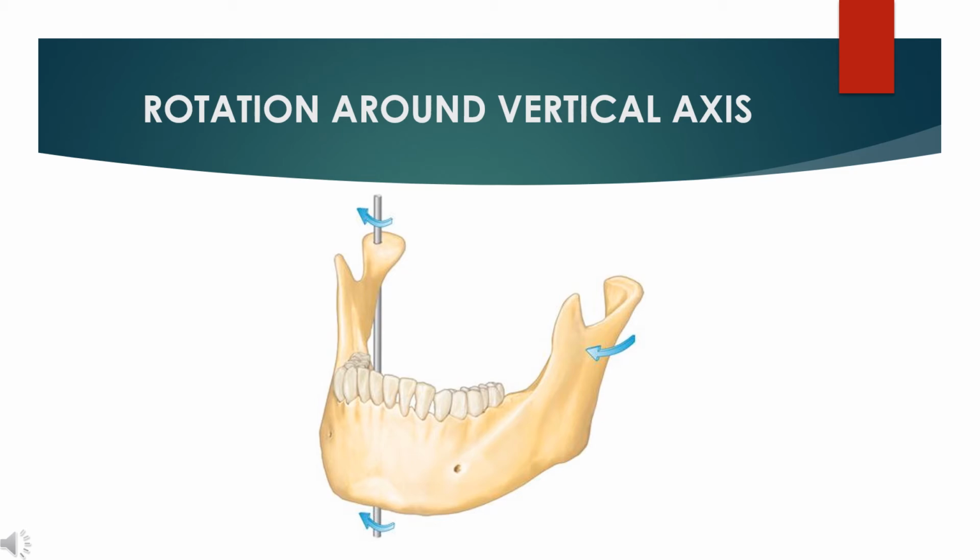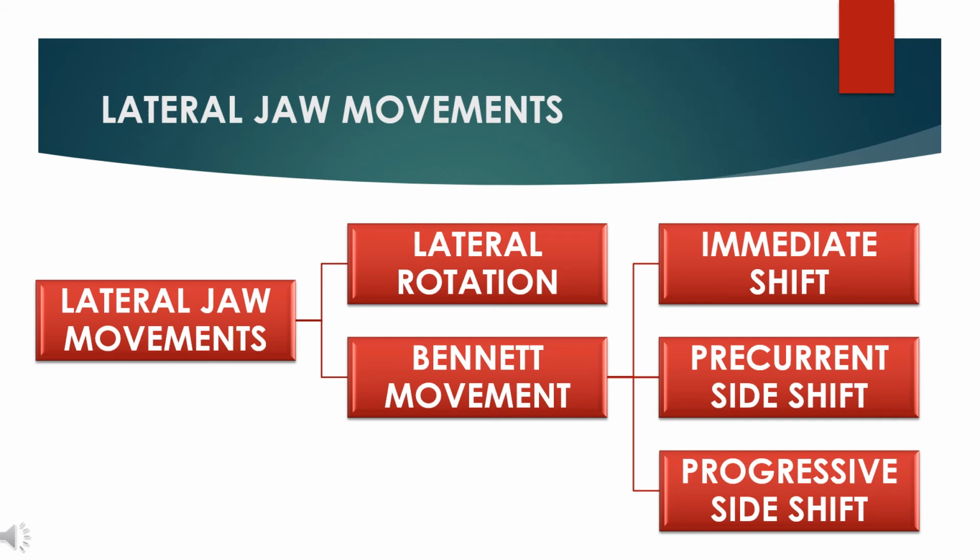After a certain degree of mouth opening, that is beyond 13 degrees rotation of the condyle in the TMJ, the condyle begins to glide forward and downward along the anterior slopes of the glenoid fossa. This type of movement occurs while grasping the food. The lateral jaw movements of the mandible can be of two types, that is the lateral rotation and the Bennett movement.